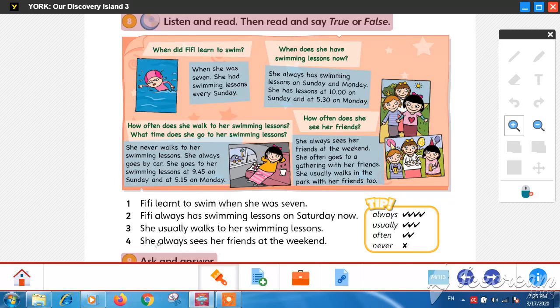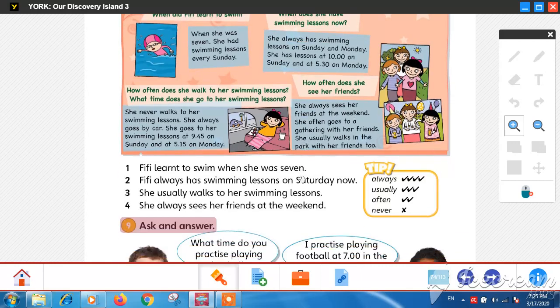The fourth one, number 4, she always sees her friends at the weekend. Oh, I see all of you giving correct answers. Yeah, this is true. She always sees her friends at the weekend. That's correct. That's very good.